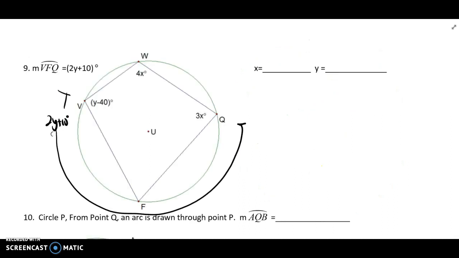Number 9, we have two variables. We have an inscribed quadrilateral. We know that the opposite angles are supplementary, so we can say that 3x plus y minus 40 is equal to 180. So there's one of our equations.